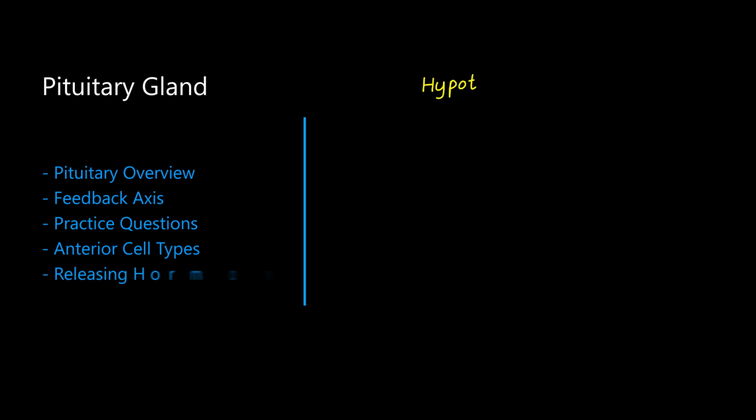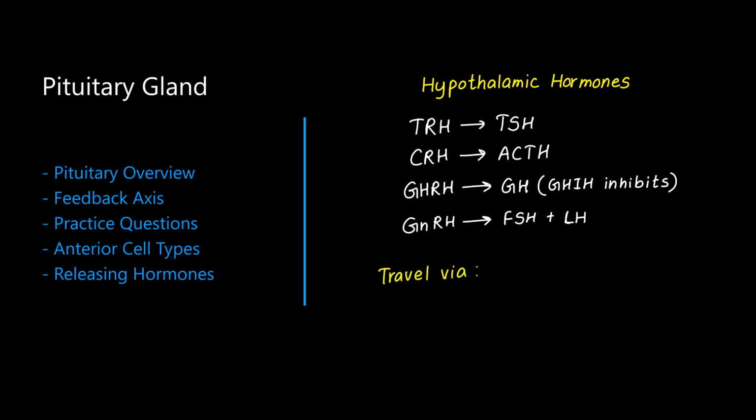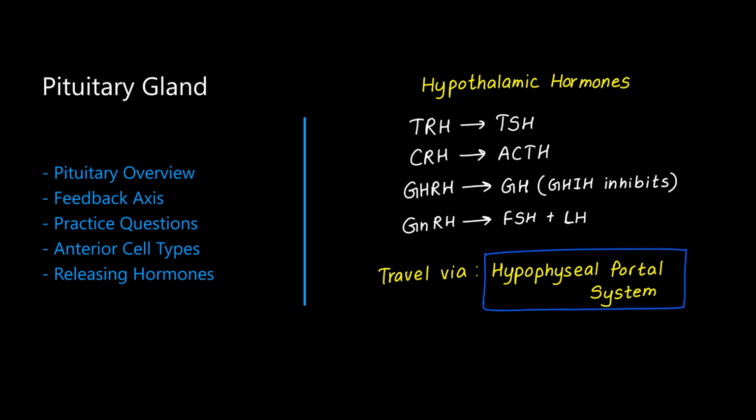The hypothalamus controls these anterior pituitary cells through releasing and inhibiting hormones. TRH stimulates TSH, CRH stimulates ACTH, GHRH stimulates growth hormone while GHIH inhibits it. GnRH stimulates FSH and LH. These hormones travel through a special blood connection called the hypophyseal portal system. That portal system name is a common exam question.